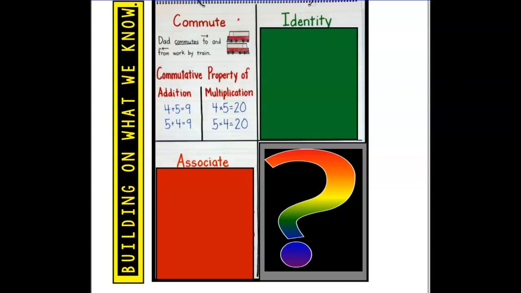Remember the commutative property? We thought of the word commute. Remember, Dad can commute back and forth from work, or we commute back and forth from school. We have a property for addition and multiplication. And remember, that's the flip-flop property, where we can just change the order of the numbers. It's the same distance to school as it is home.